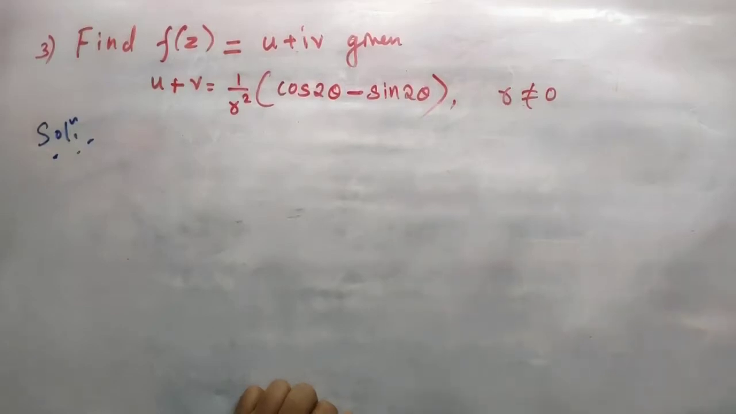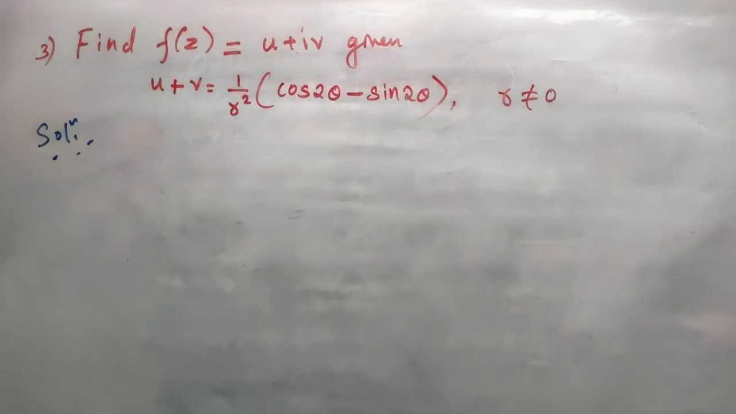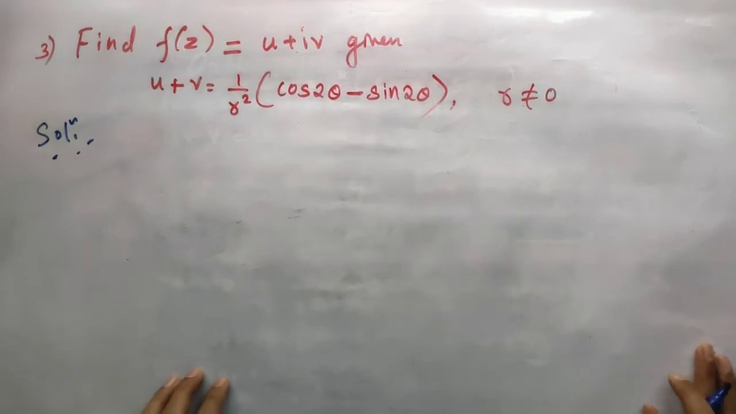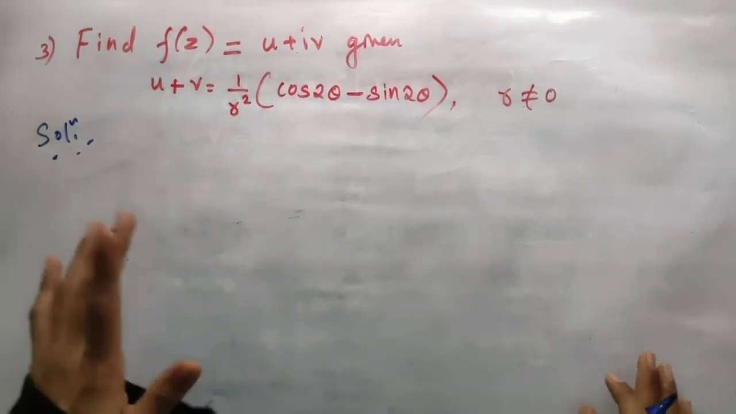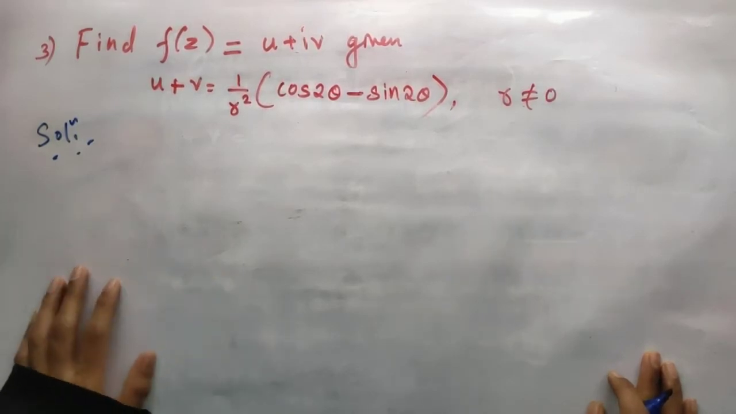Hello students, let us now continue with one more problem that we have already done in my previous session, that is finding an analytic function when the sum or the difference of the real and imaginary part is given to you. Previously we did it with Cartesian coordinates, now we'll continue with polar coordinates. I thought of doing one more with another form.